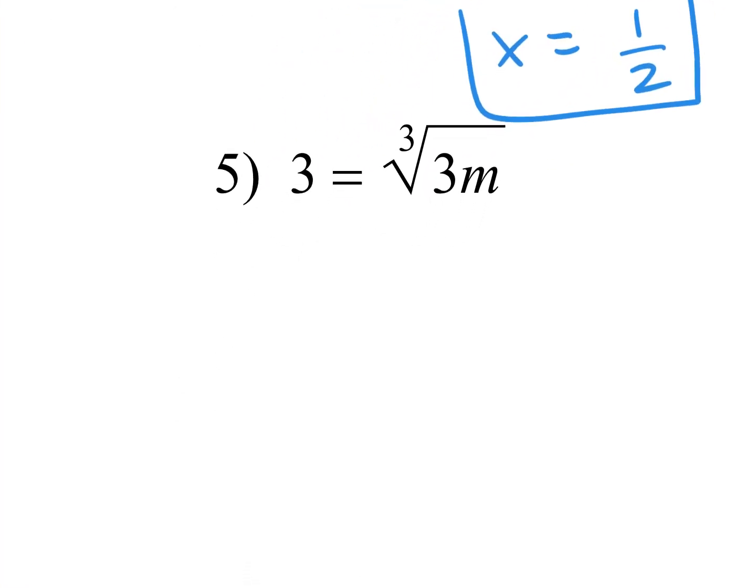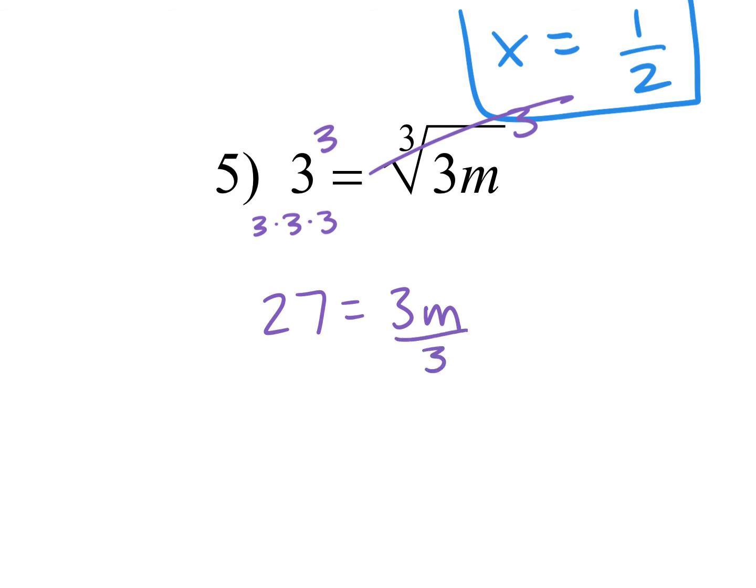What do I need to do first? Cube it. So I have to get rid of that cubed root, and I do that by cubing it. So it'll cancel out on the right side. What is 3 to the 3rd power? 27. It's like saying 3 times 3 times 3, which is 27. So 27 is equal to 3m. And then what should I do?